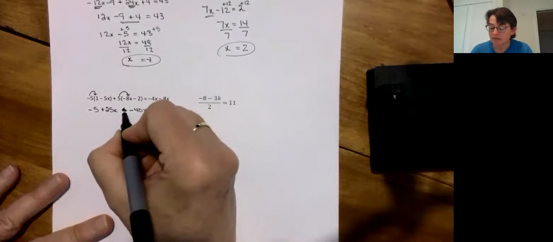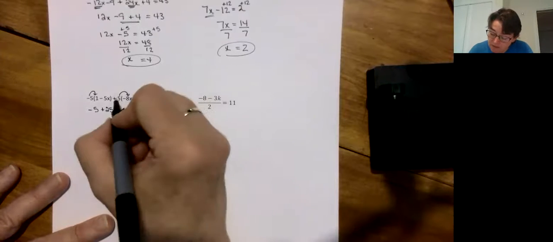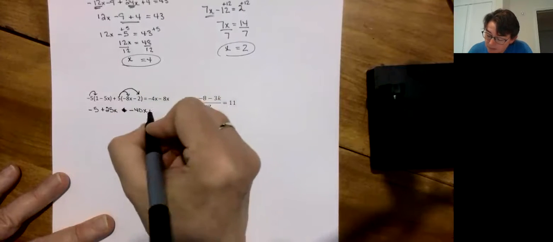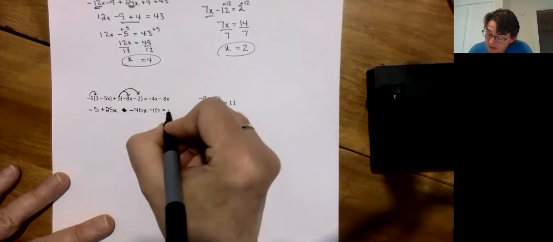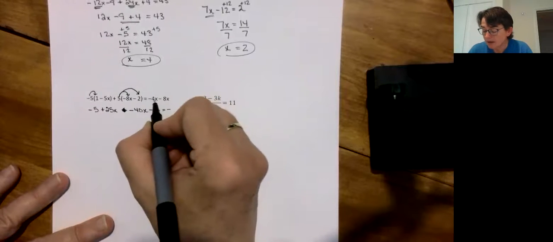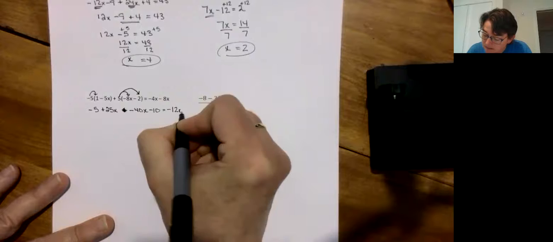I could have left the plus in there, but then it was going to look weird because I had a plus and then a minus. It's not wrong. It was just going to be confusing. And 5 times negative 2 is minus 10. Is equal to, and I can't do anything here. Oh, no, I'm wrong. Minus 4 and minus 8, those are both x's, so that's going to be minus 12x.